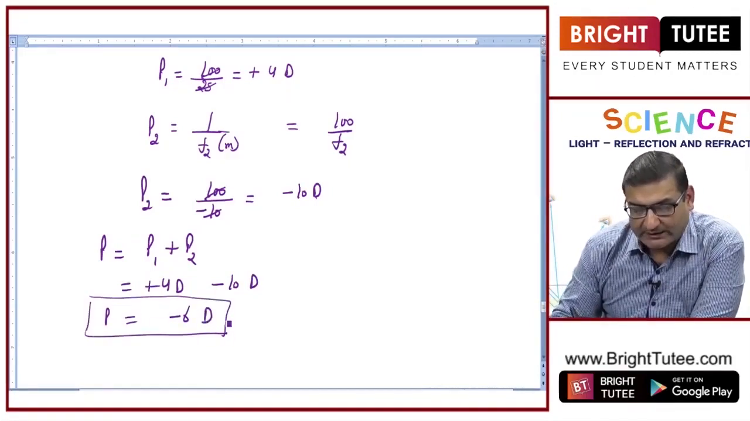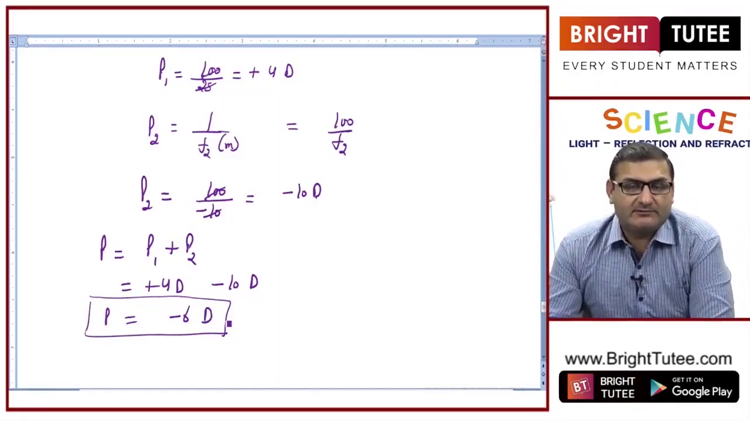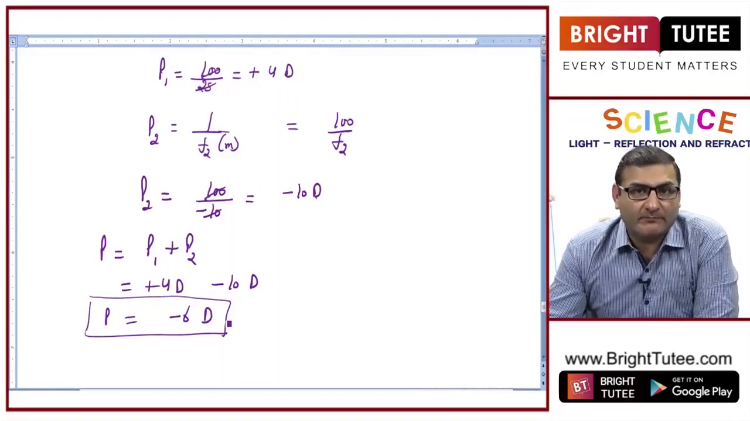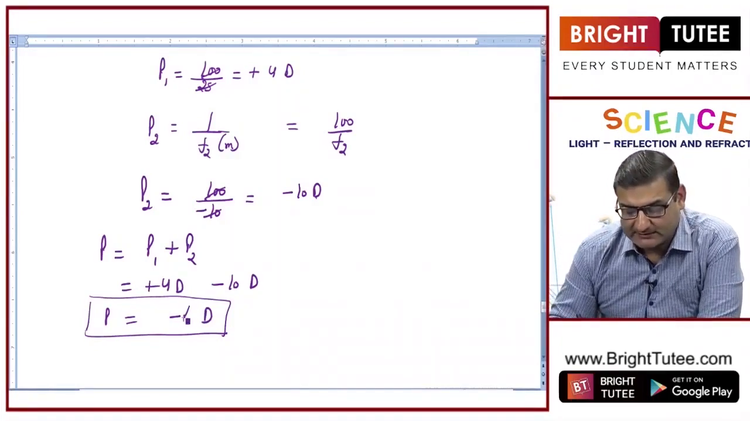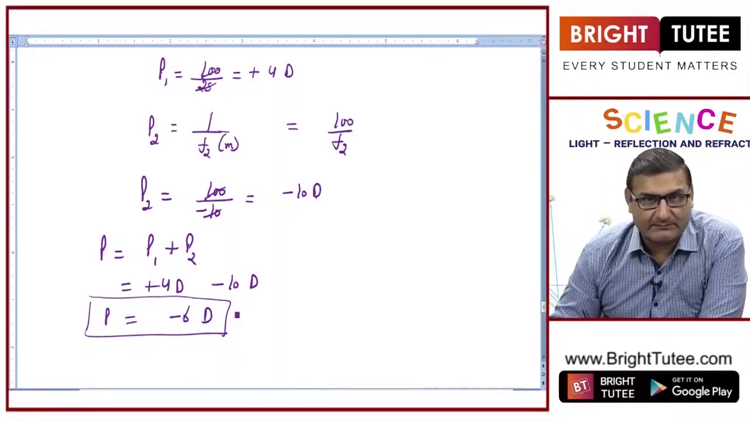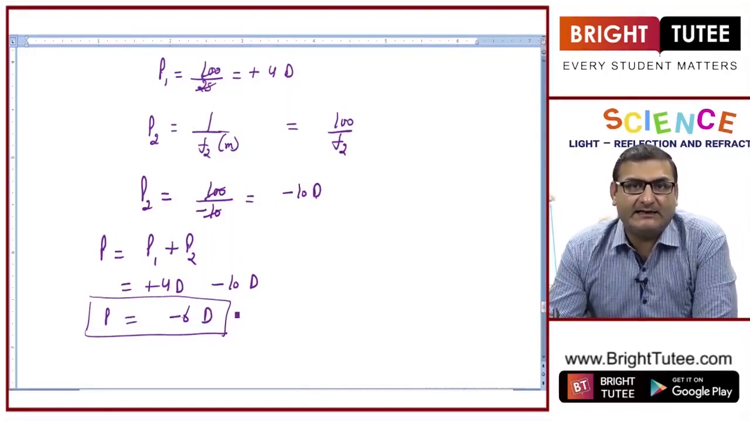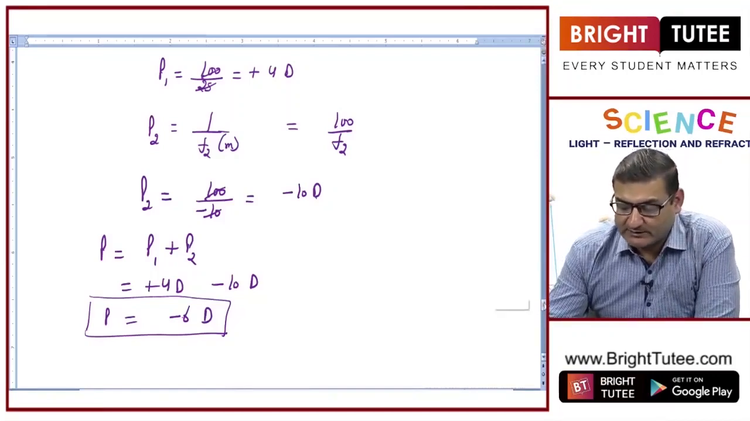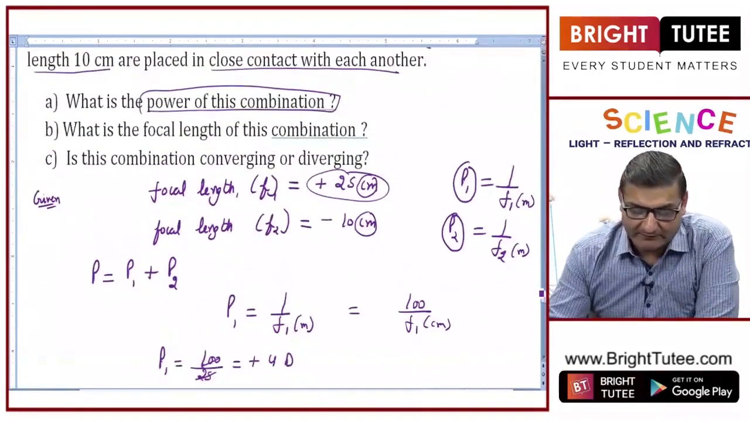So what I'll conclude from here is, when these two lenses are kept close to each other, the power of the combination will be minus 6 diopters, and the minus sign indicates that in combination it will act as a concave lens. So this was the first part that we were asked, the power of this combination.